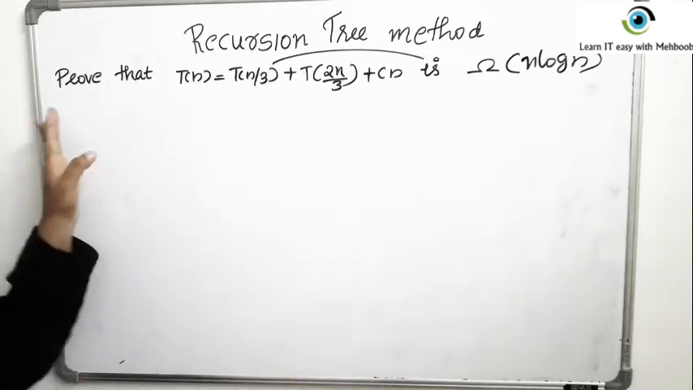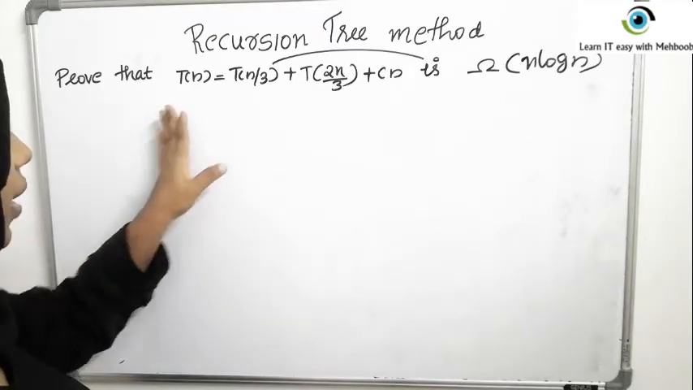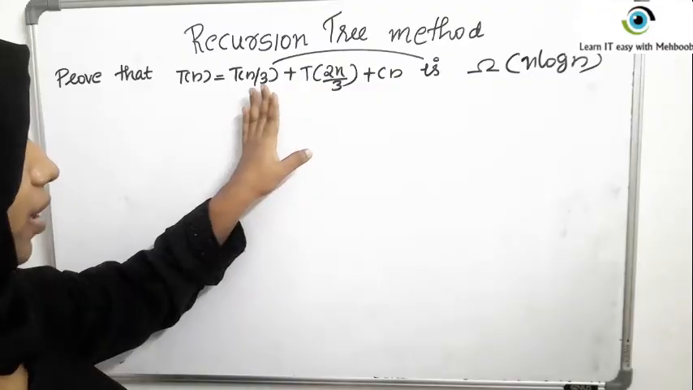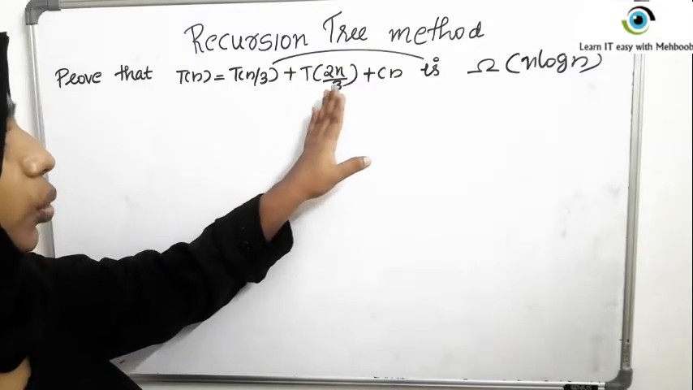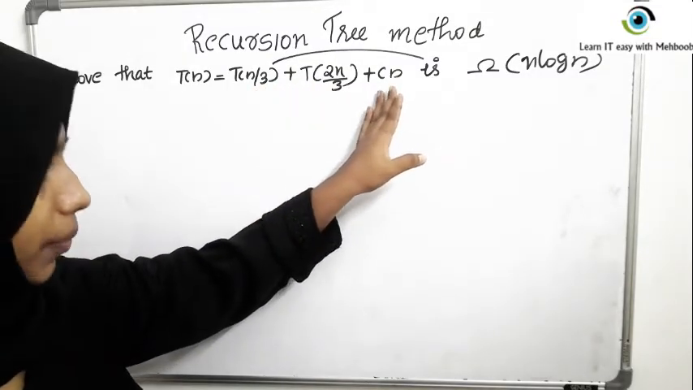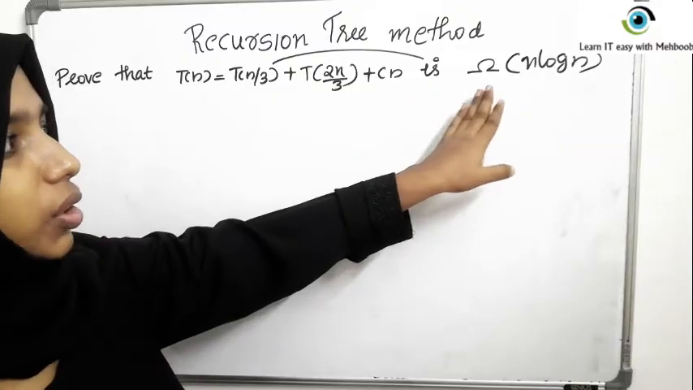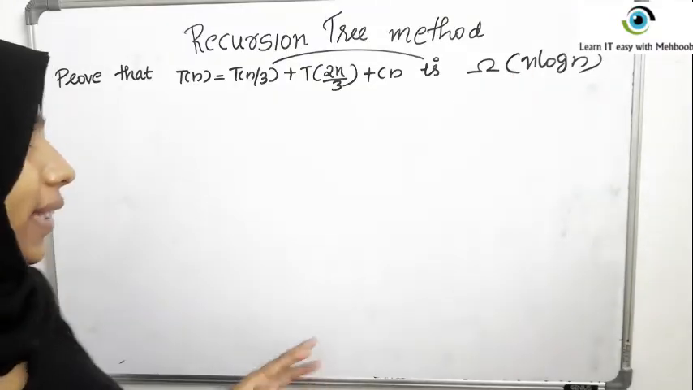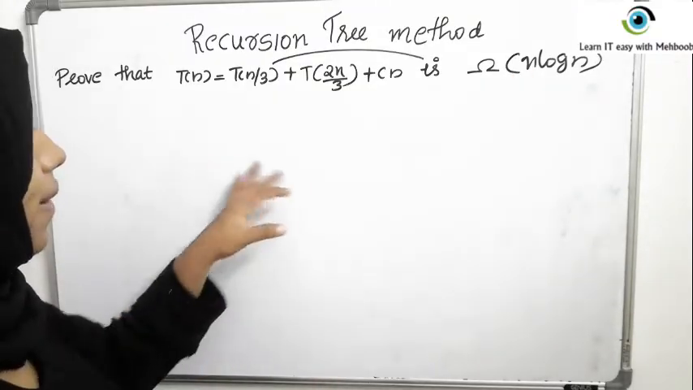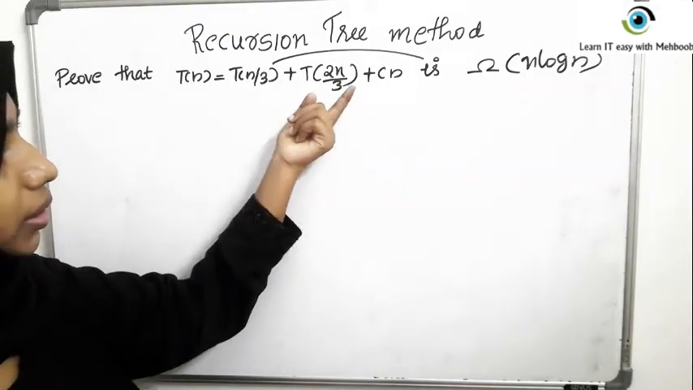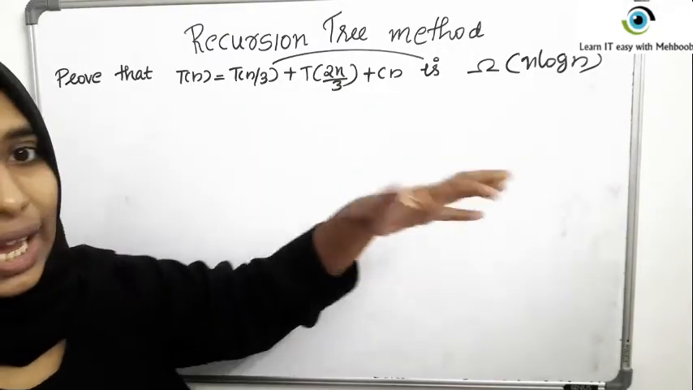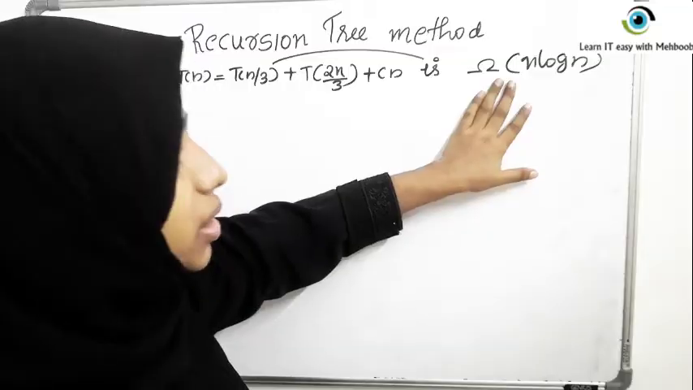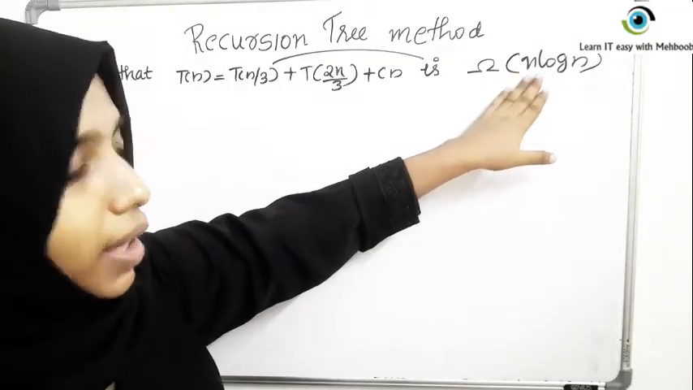So here is our next example. The question is, prove that T of n is equal to T of n by 3 plus T of 2n by 3 plus some constant times n is omega of n log n. That is what the question means. You have to find out the complexity of this recurrence relation, and you have to prove that the best case complexity is omega of n log n.